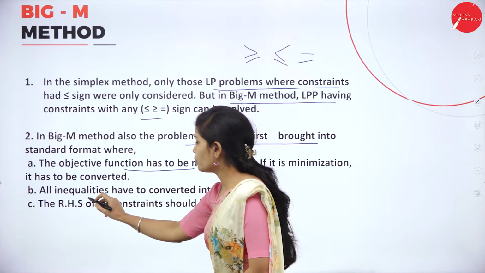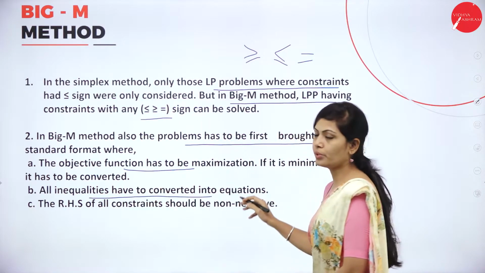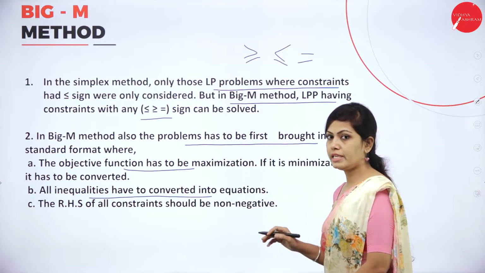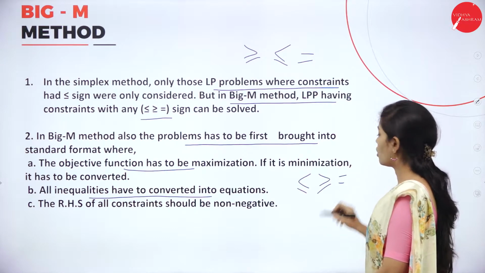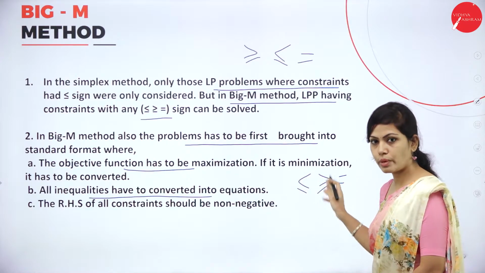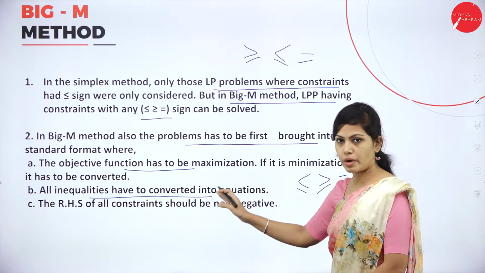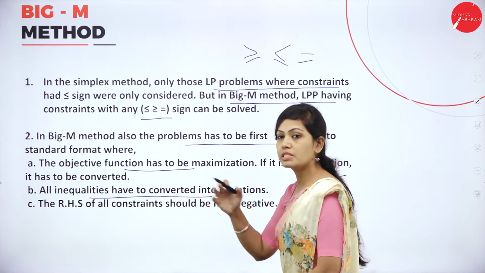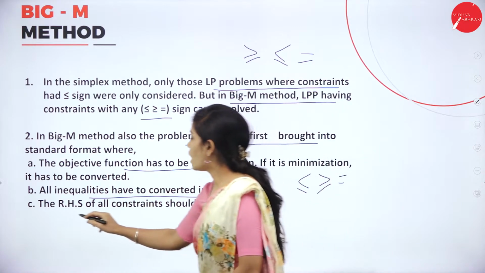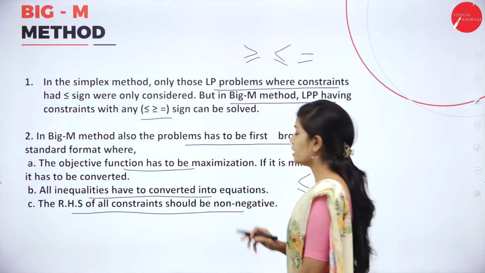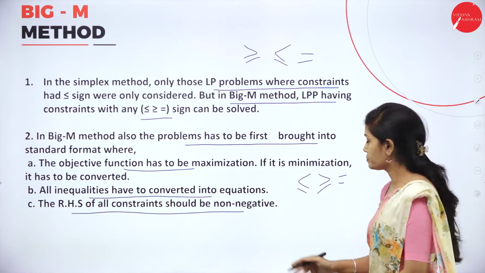And all inequalities have to be converted into equations. All the inequalities means less than or equal to, greater than or equal to, or equal sign. All inequalities you have to convert into equalities. Then how to convert these? Next I will explain. And the RHS of all constraints should be non-negative.